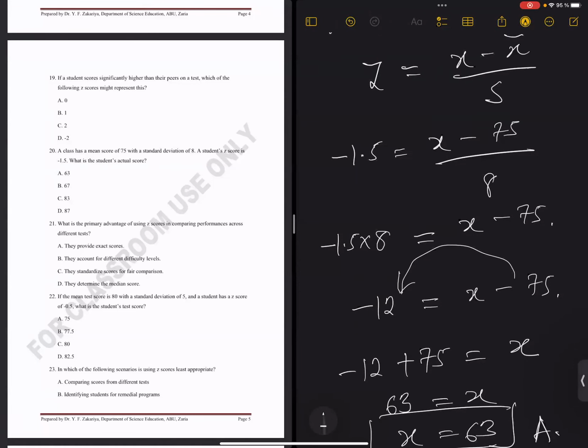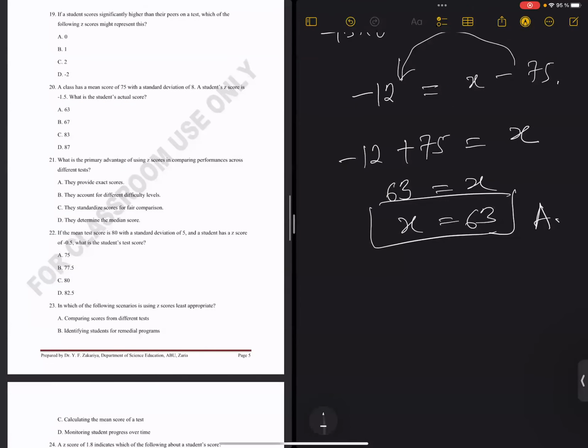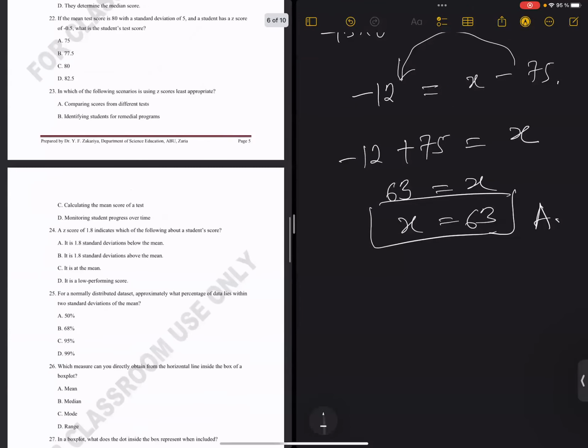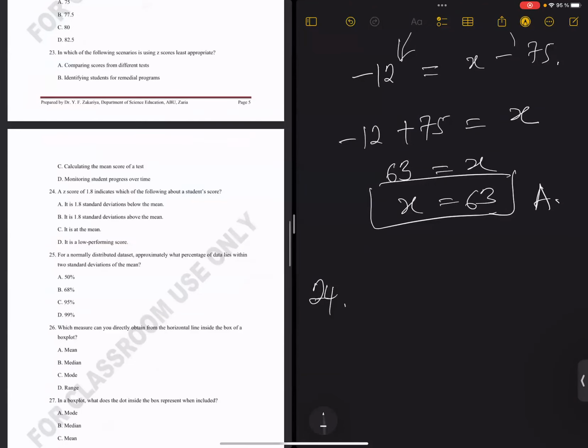Thank you. So you see, these are the kind of very easy questions that you will encounter in this course. So let's go to the next problem, problem number 24. Problem 24 says, a Z-score of 1.8 indicates which of the following about a student's score.